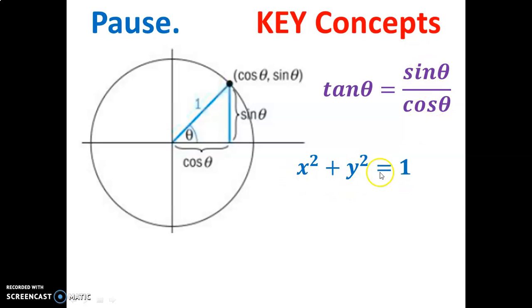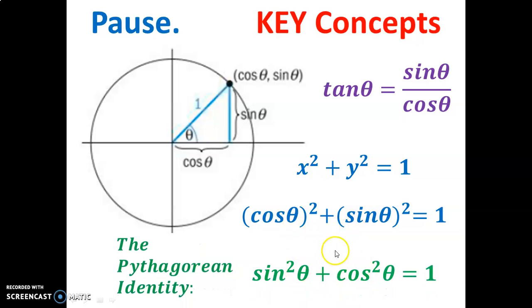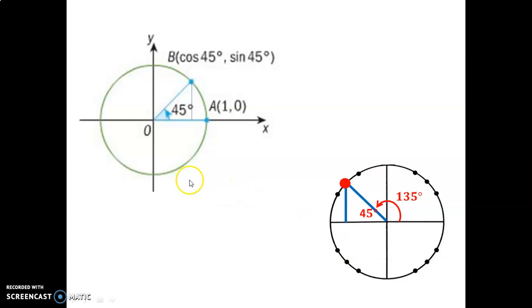We gave the equation of this unit circle, and we noted that since x is cosine theta and y is sine theta, in the equation of the circle you can replace your x and y with cosine and sine, and we came up with what is called the Pythagorean identity from that. Some key ideas. Pause if you need to get those back into your mind. Now let's look at another thing we left off with.